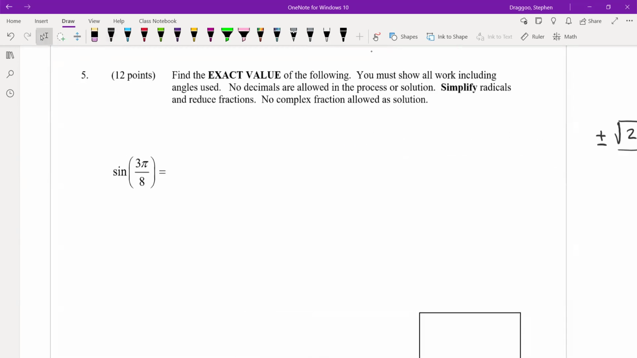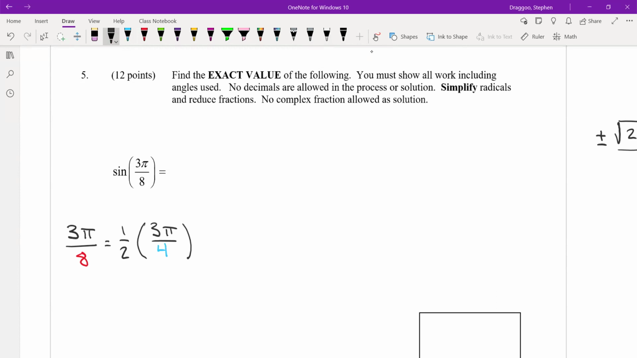So let's take things back over to the one that we want. We're looking at the sine of 3 pi over 8. And as a quick reminder of how we're going to solve that, 3 pi over 8 is half of 3 pi over 4, since 8 is twice 4, and both numbers are in the denominator. So 3 pi over 8 is half of 3 pi over 4.